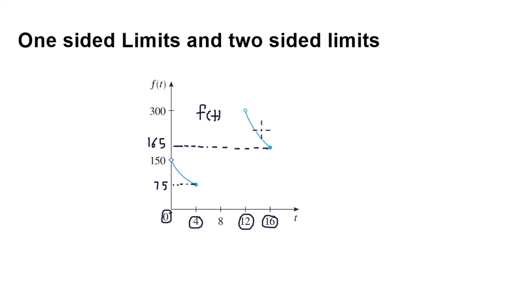And the next example is f of t. What's the limit of f of t at different points like 0, 4, 12, and 16? The limit of f of t as t approaches 0 from the right. We don't have a left limit at 0. When we get closer and closer to 0 from the right, we get closer and closer to 150 from below.